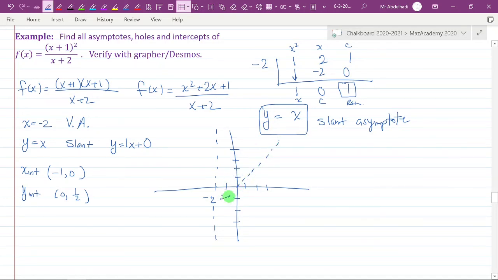If you remember when we did inverses, that's the line you reflect across. So there's your slant asymptote. We have a vertical asymptote, we have a slant asymptote. We know we have an x-intercept at -1 comma 0, so there's an x-intercept right here. And we have a y-intercept at 1/2, so that would be right here. So that's everything we can glean without making a table.